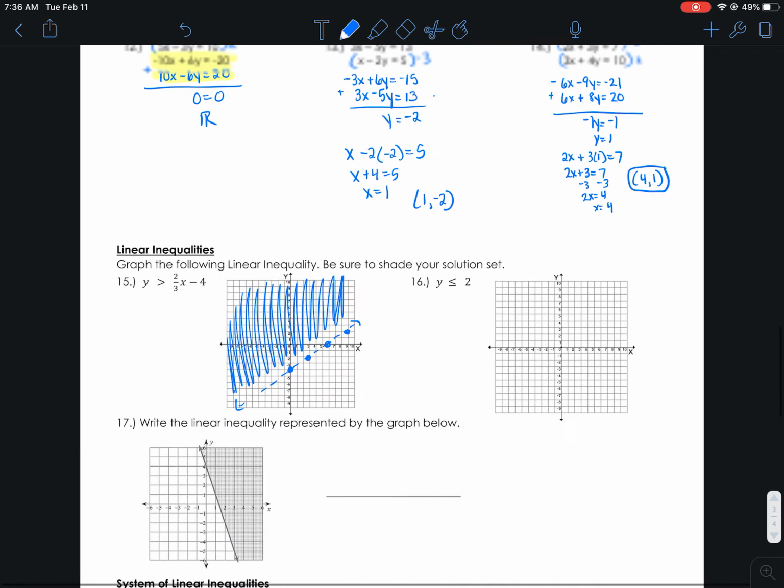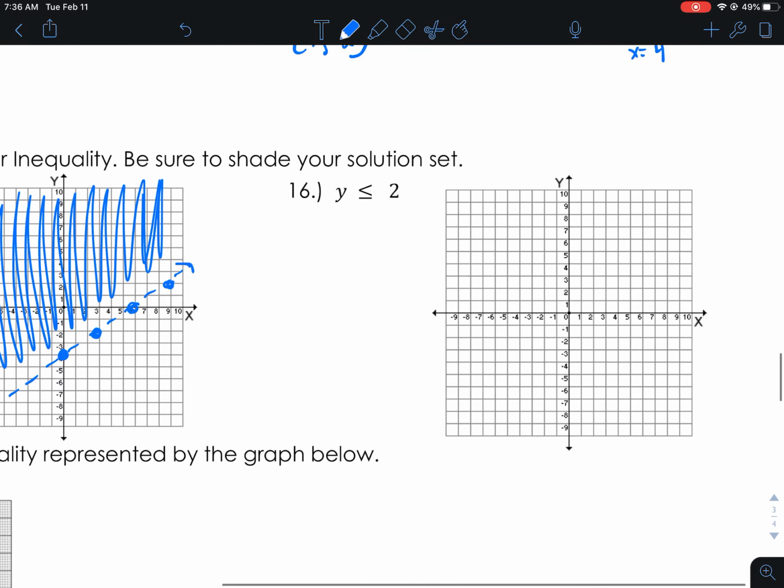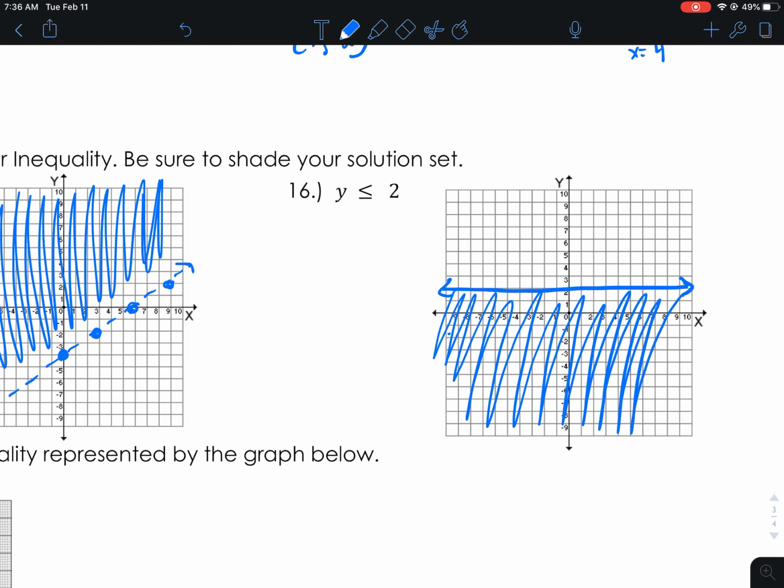All right. y is less than or equal to 2. That's going to be a solid line. And remember, y equals is a flat line. So it's going to be solid on -2. Oh, wait, whoops. It's a positive 2. It's going to be solid on a positive 2. And then it says less than or equal to, so I'm going to shade underneath because it's less than.